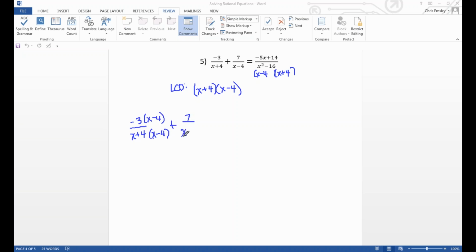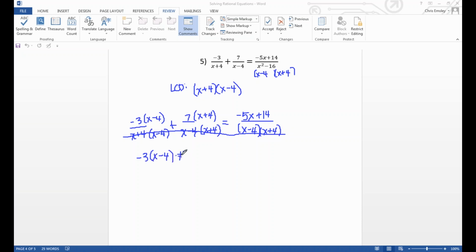Your next fraction is 7 over x minus 4. Again, to get that common denominator, this time I'm missing the x plus 4. Then this last one already has the common denominator, so I don't need to do anything to it. I'm just going to copy it down. We have an equation, so we can multiply this whole thing by x plus 4 times x minus 4. I'm just going to shortcut it and cross all those out. Remember, we can only do that with equations, not with expressions.